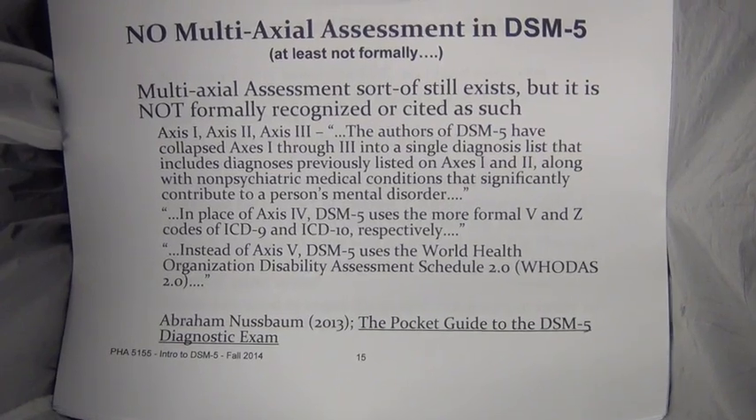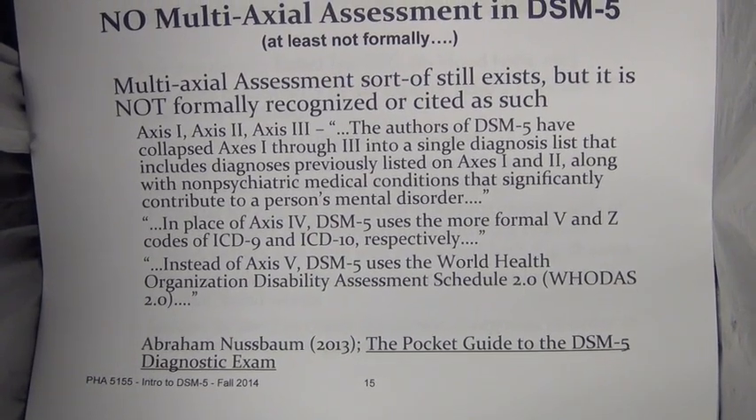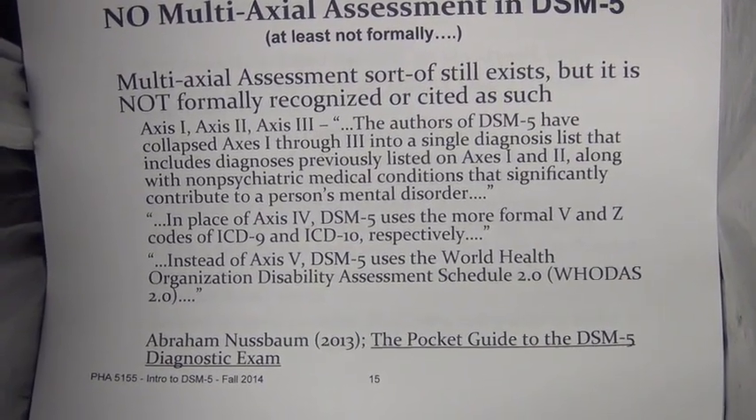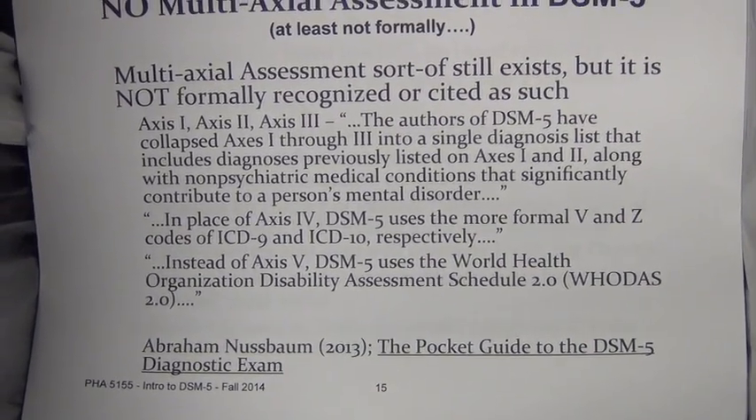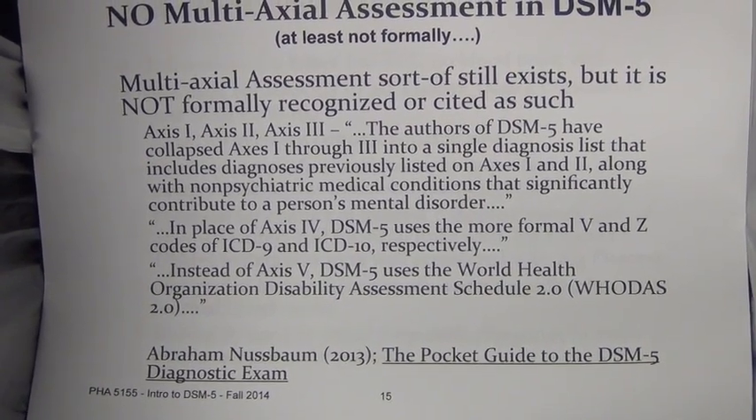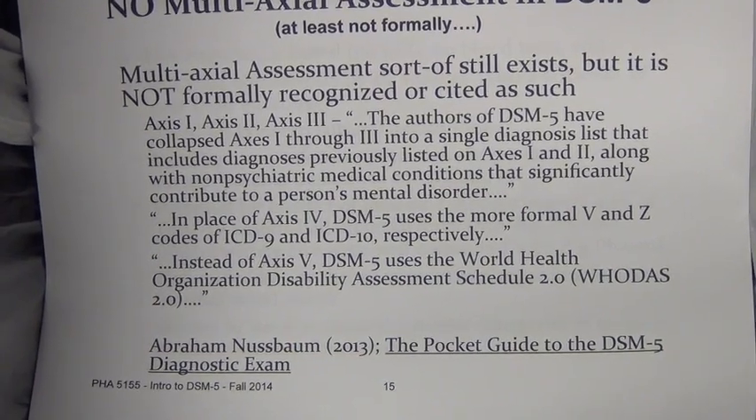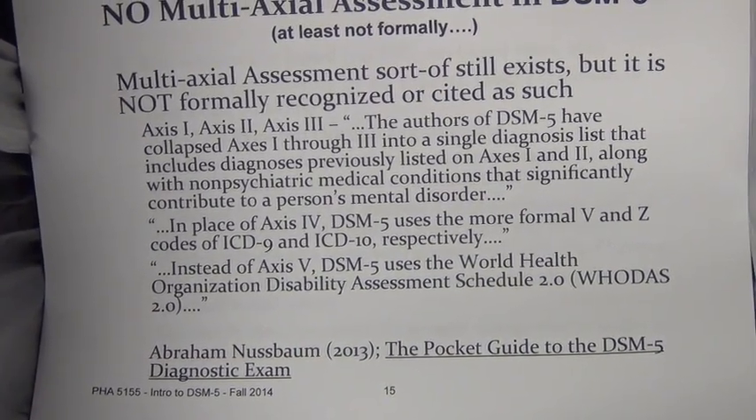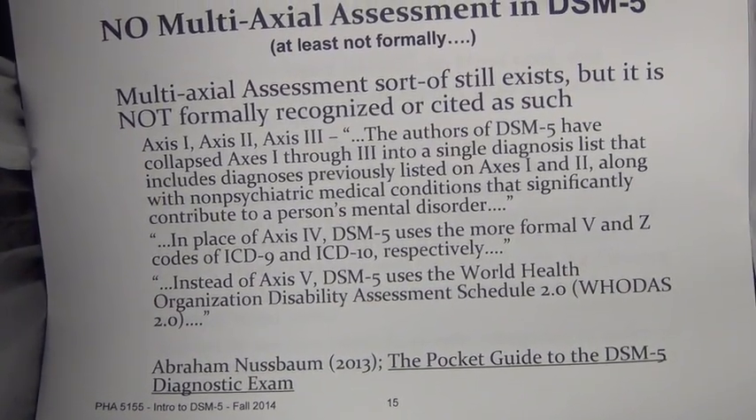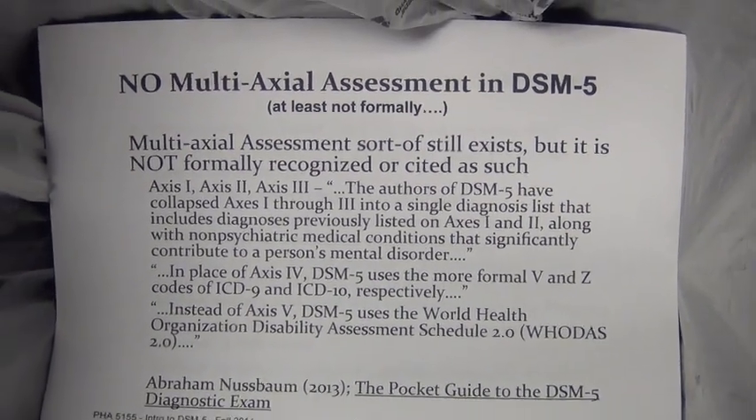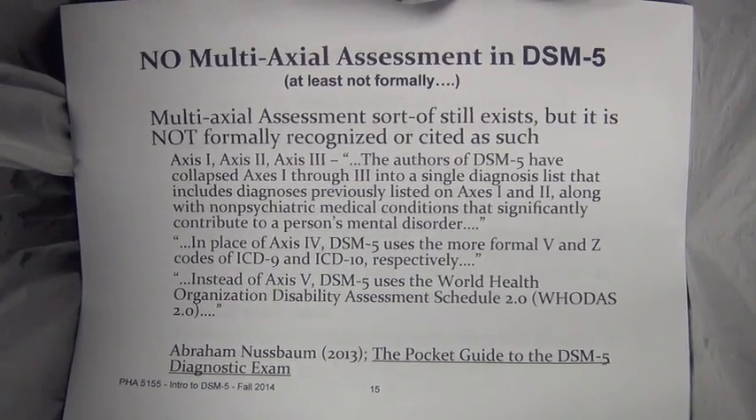Axis 1, 2, and 3 from the DSM-4, they've collapsed all through into a single diagnosis list that includes diagnoses previously listed in Axis 1 and 2, along with some of the other psychiatric conditions. In place of Axis 4, it uses the more formal V and Z codes from ICD-9 and 10. We'll talk about ICD-9 and 10 in just a little bit. And instead of Axis 5, the overall performance on a 0 to 100 scale, they use the World Health Organization Disability Assessment Schedule, the WHODAS. Basically, it is still multiaxial, but it's not formally called multiaxial anymore. It captures the aspects of the multiaxial assessment.